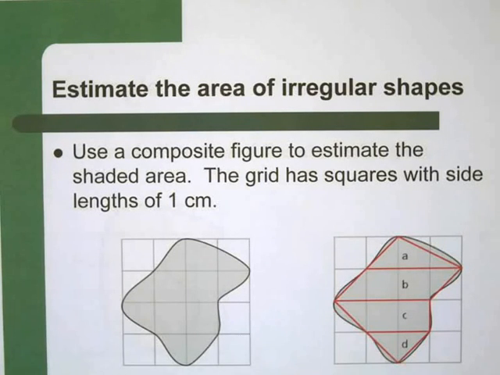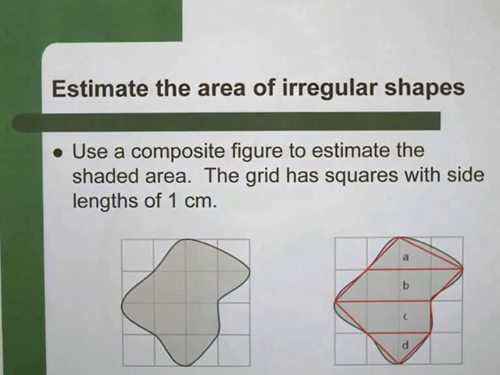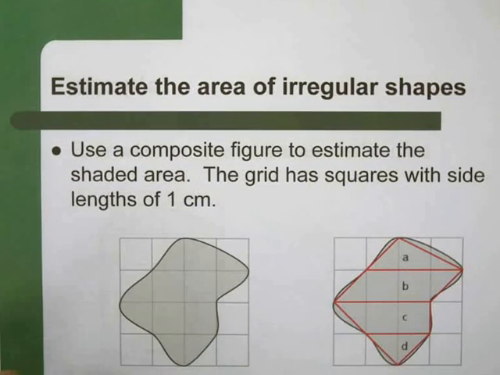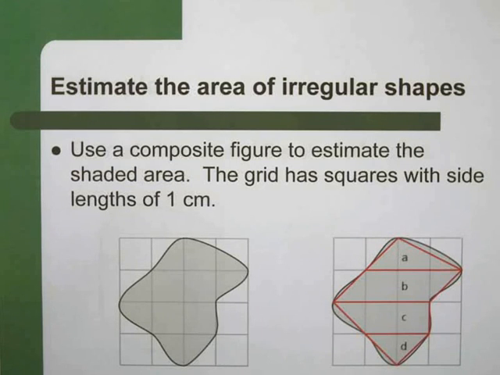Okay, this is the third video, I believe, out of 4 that we're going to have for today. This is the unit on area, and we're in day 3. We're talking about composite shapes and irregular shapes and coordinate plane stuff. This video is going to focus on irregular shapes.